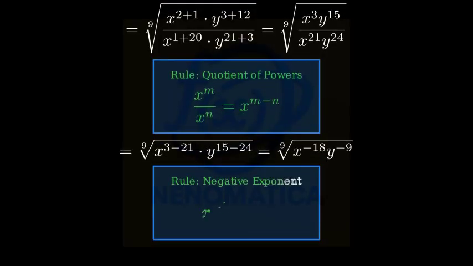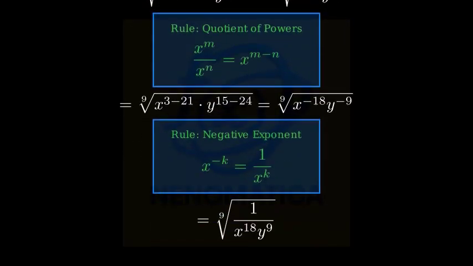Now, we have negative exponents. When an expression has a negative exponent, we can rewrite it as 1 divided by the expression with the positive exponent. So, x to the negative 18th becomes 1 over x to the 18th, and y to the negative 9th becomes 1 over y to the 9th. This gives us the 9th root of 1 over x to the 18th times y to the 9th.